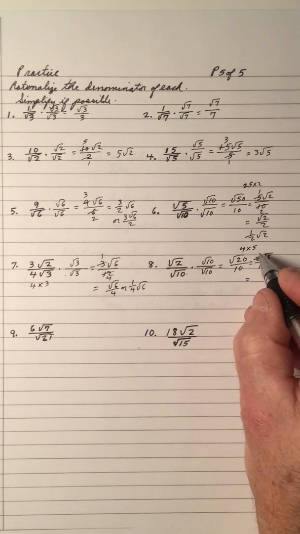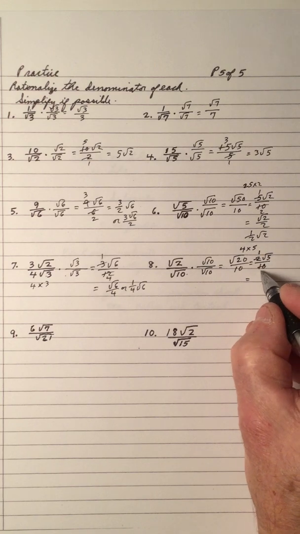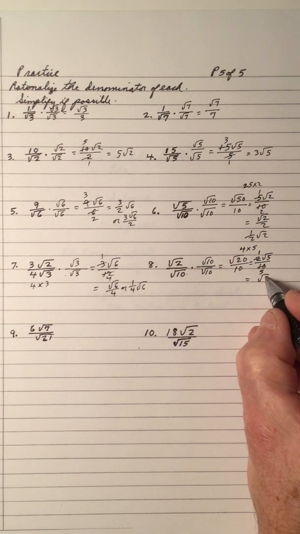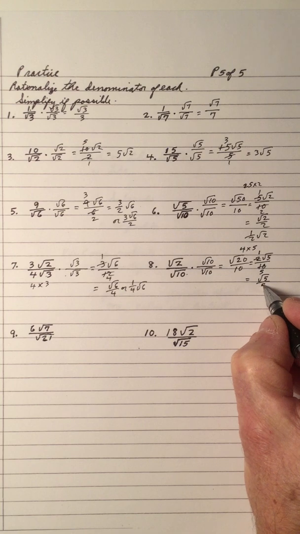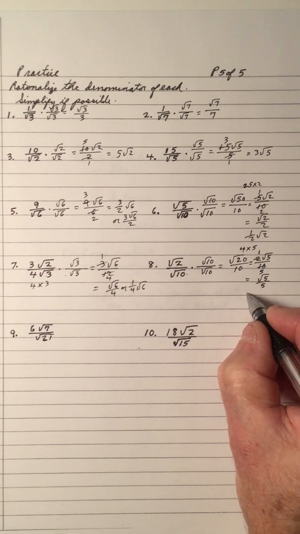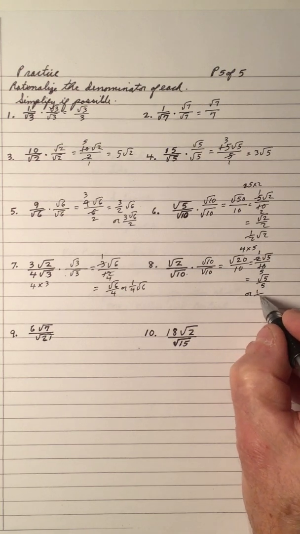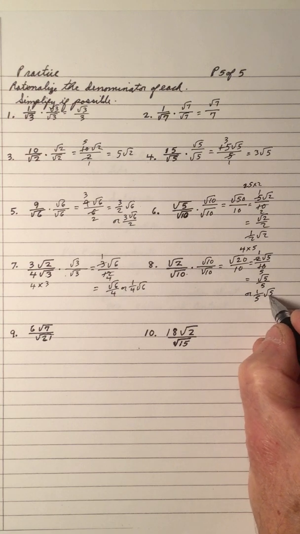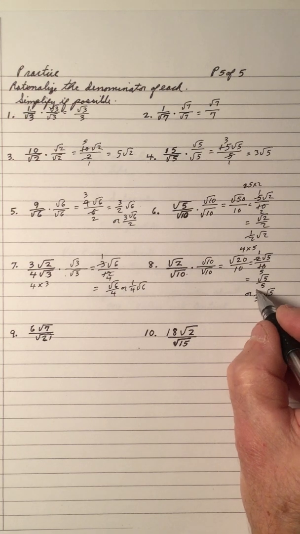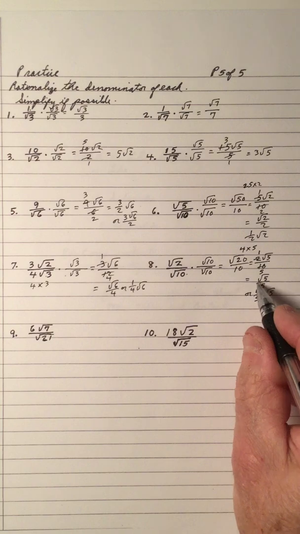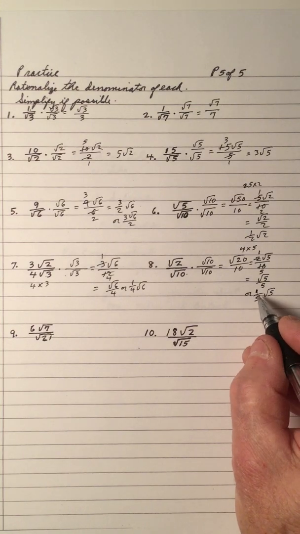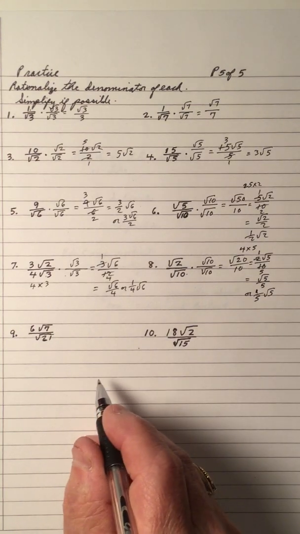And 2 into 2 goes once, 2 into 10 goes 5. So we get root 5 over 5. Or we could have 1/5 root 5, your choice. Remember, that's a 1 understood. So either root 5 over 5 or 1/5 root 5.